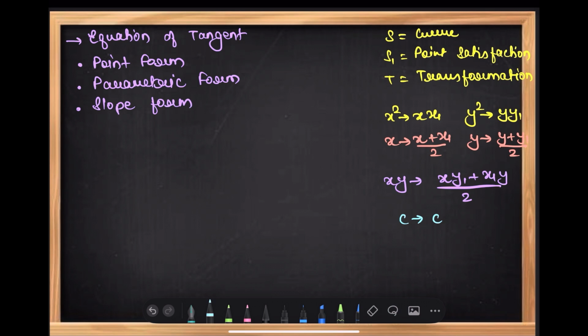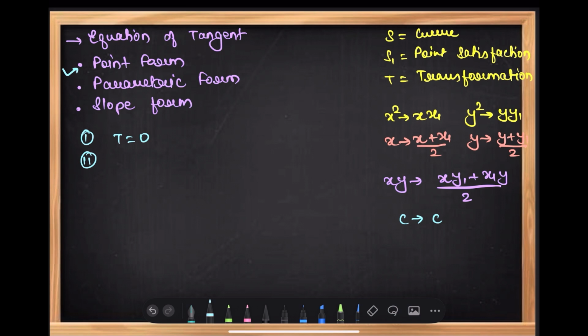Now what will happen, they will be giving you a point on the curve, and then they will ask you to write down equation of tangent. So what you will do, you will take T equals to 0, okay, and you will get equation of tangent. Okay, now think about second situation, parametric form.